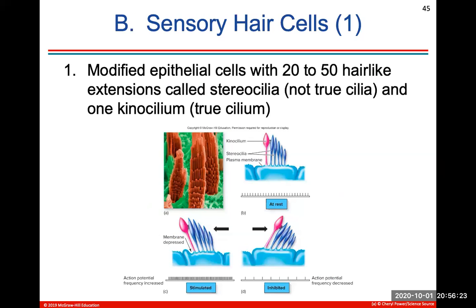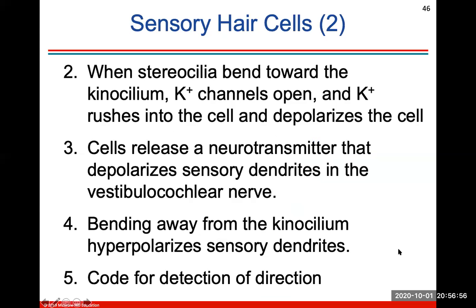Sensory hair cells are modified epithelial cells with 20 to 50 hair-like extensions called stereocilia. And these stereocilia will bend with sounds that pass through the cochlea. And as they bend, that bending produces an action potential, and that bending will produce a different frequency of sound, whether it's stimulated or inhibited, but it's the bending of these stereocilia hair cells that the nerves connected to them will pick up as sound in different pitches.